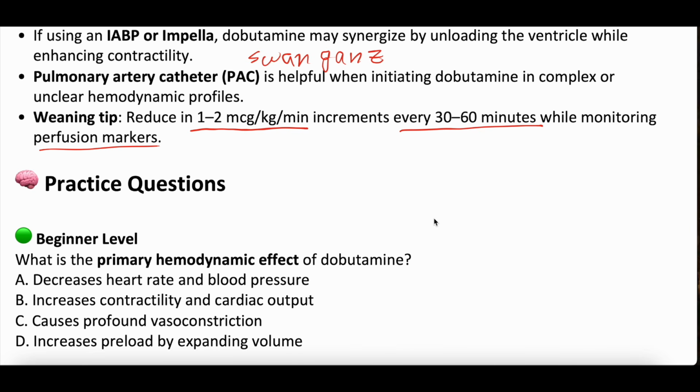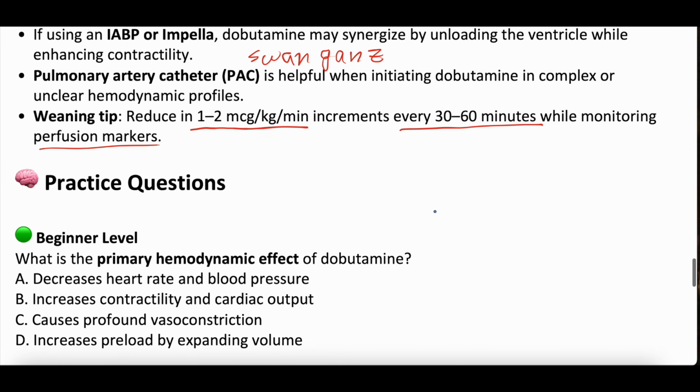A, decreases heart rate and blood pressure. B, increases contractility and cardiac output. C, causes profound vasoconstriction. Or D, increases preload by expanding volume. What is the primary hemodynamic effect of dobutamine? And we're just going to go straight into the answers. So if you want time to think, just pause the episode and think, and then restart it, because we're just going to dive right into the answers.